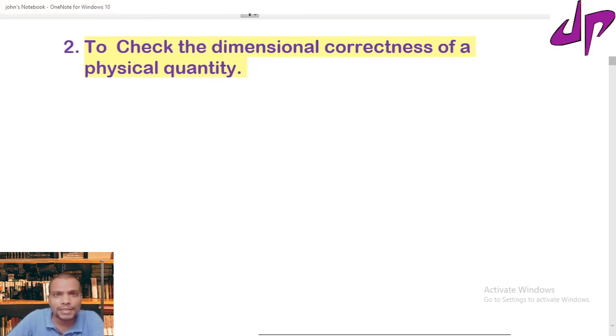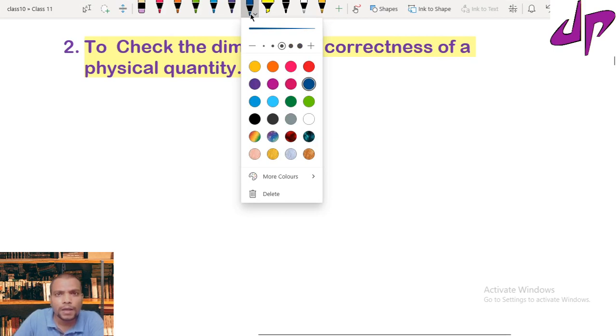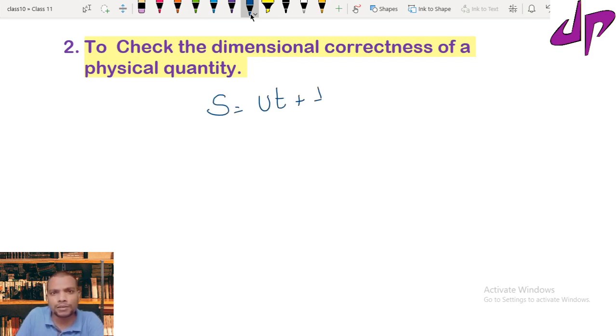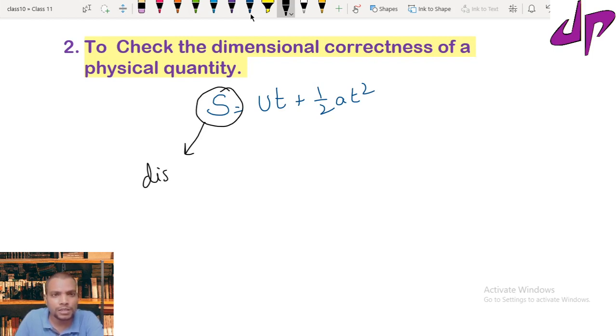To understand this, let me take an example. Let me take a well-known equation, displacement s equal to ut plus half at square. This is the second equation of motion. Now, if I write the dimensions, s is a displacement, which we measure in terms of length. So displacement units are nothing but L.